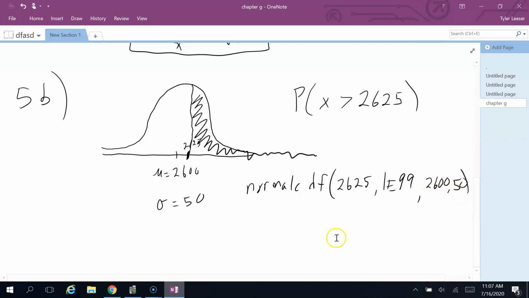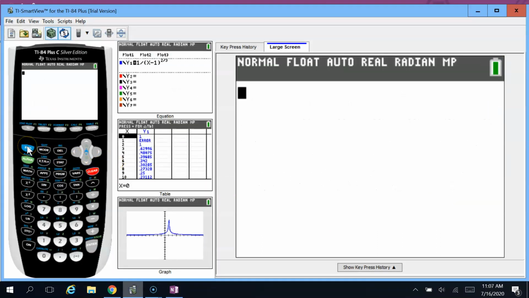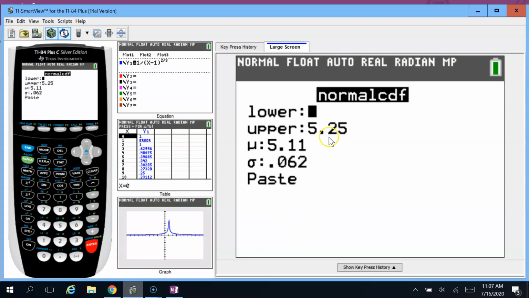Okay, so in the calculator, we're going to plug all that stuff in. To get to normal CDF, remember it's second and then the distributions. Normal CDF is the second option. Hopefully you have a menu. If not, it's okay. So we're going to type in the lower limit, the 2,625, the upper limit, which was that 1E99, the mean, 2,600 calories per day, and the standard deviation, 50 calories per day. All right, and then paste.